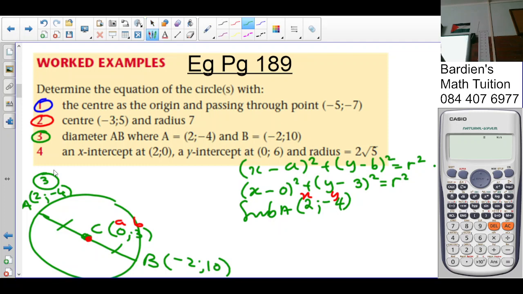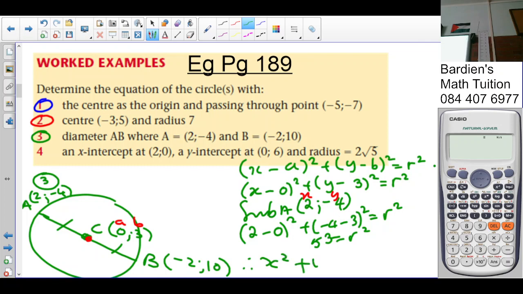So what do we get? 2 minus 0 squared plus negative 4 minus 3 squared is equal to R squared. So 2 squared is 4. 7 squared is 49. 49 plus 4? 53. You all get that? So what's the equation of the circle? X minus 0. What is x minus 0? X. So that will remain x squared. You understand? It's x squared plus y minus 3 squared is equal to 53. Alright? You guys understand?